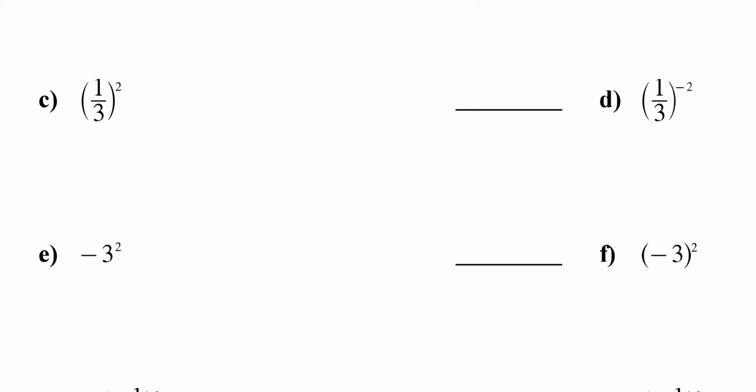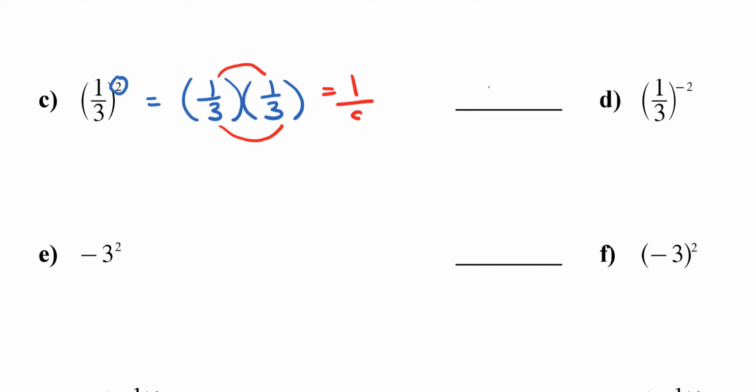For letter C here, I have a power 2 here. So there's 2 ways you can do this. You can expand this by writing out everything in the bracket twice. So 1/3 times itself. And 1 times 1 is going to be 1, and 3 times 3 is going to be 9. So my final answer here is 1 over 9.